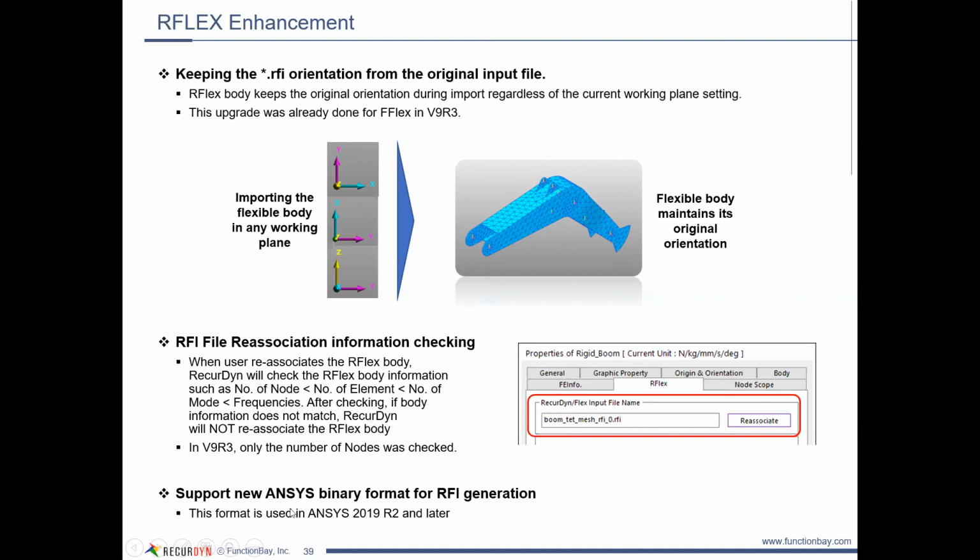Another thing with V9R4 is that RecurDyn now supports the ANSYS binary file for RFI generation. So you have the option of doing the modal analysis in external finite element codes, whether NX Nastran, MSC Nastran, ANSYS, and so forth. When you do that, those codes will generally output some binary format files, and we have a library and capabilities that can read in those files and then generate the RFI file. Now we support that latest format in ANSYS.